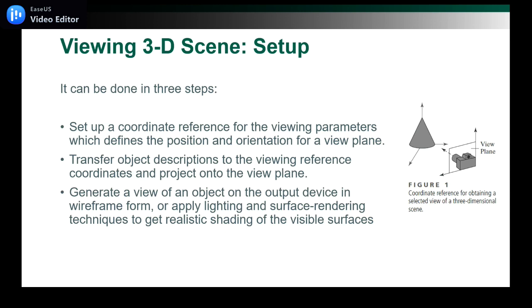In order to set up a 3D scene, we can achieve that with three easy steps. First, we have to set up a coordinate reference for the viewing parameters, which defines the position and orientation for a view plane or a projection plane. Then we have to transfer object descriptions to the viewing reference coordinates and project onto the view plane. After that, we can generate a view of an object on the output device in wireframe form or apply lighting and surface rendering techniques to get more realistic shading of the visible surfaces.